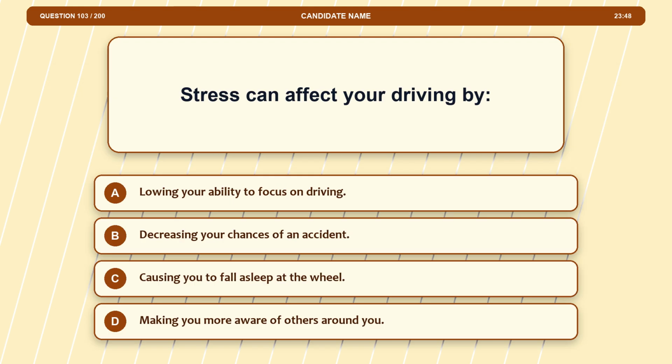Question 103. Stress can affect your driving by Option A, lowering your ability to focus on driving. Option B, decreasing your chances of an accident. Option C, causing you to fall asleep at the wheel. Option D, making you more aware of others around you.